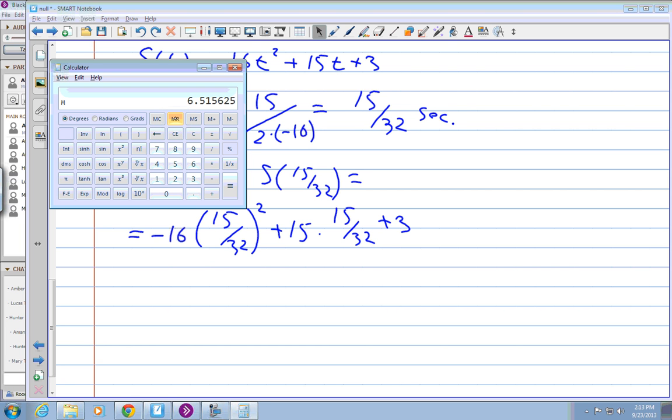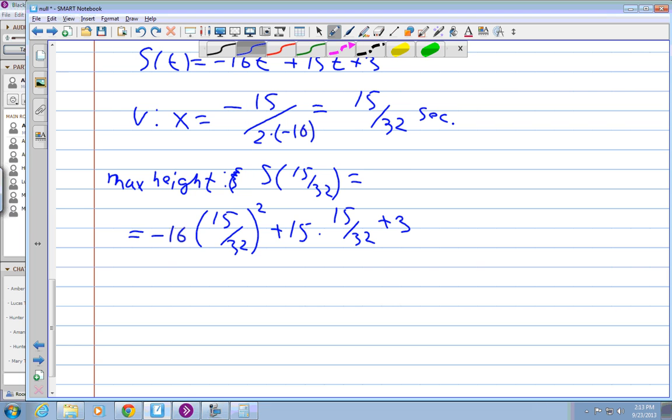6.5 feet. So approximately 6.5 feet, a little bit above that.